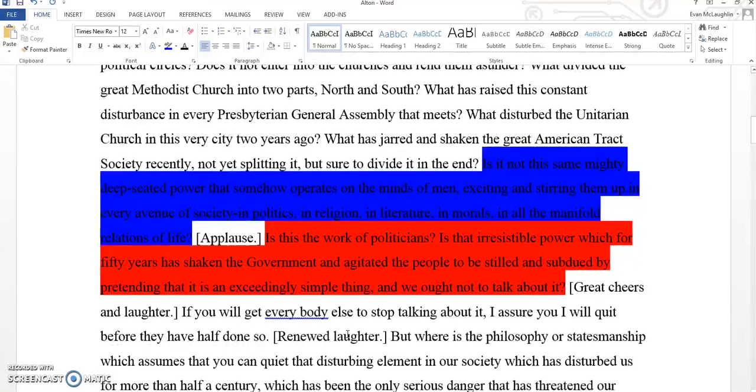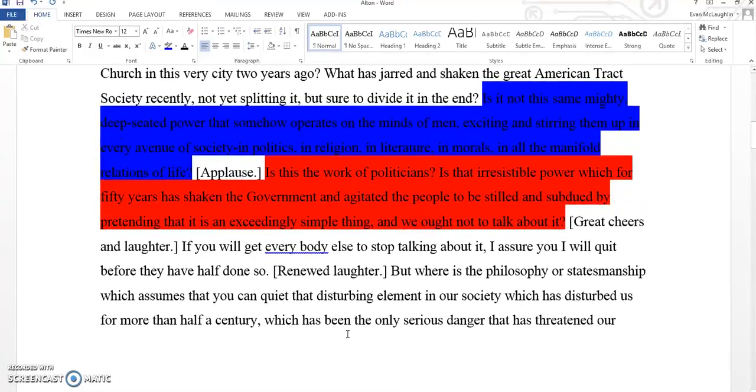And then we see Lincoln first use aesthetics to frame the debate and point out a weakness in Judge Douglas's position. Lincoln asks, is this really the work of politicians? Is that irresistible power which for 50 years has shaken the government and agitated the people to be stilled and subdued by pretending that it is an exceedingly simple thing that we ought not talk about it? Clearly, by great cheers and laughter, his supporters at least recognize Lincoln's point.